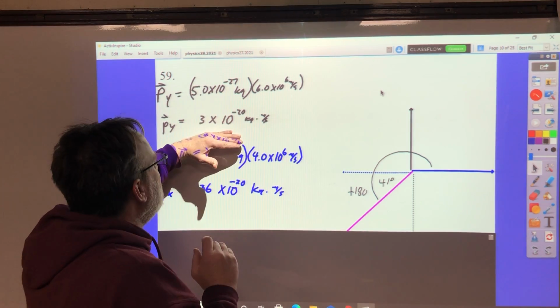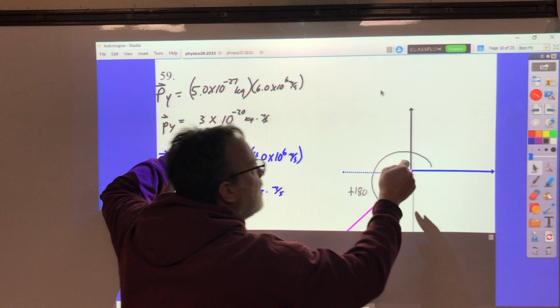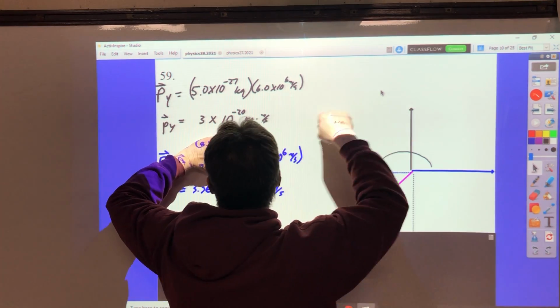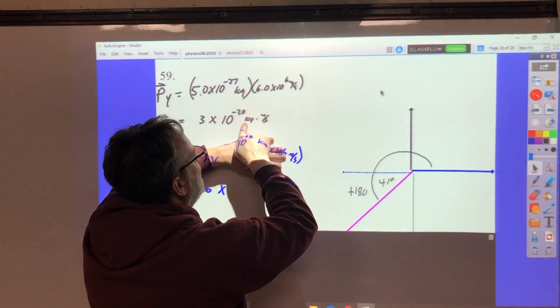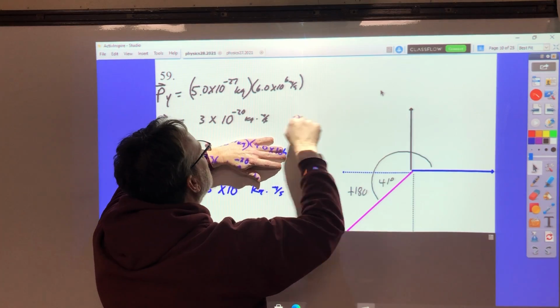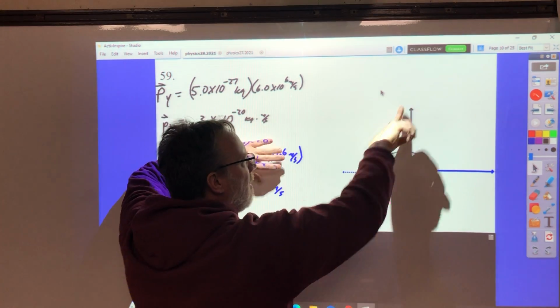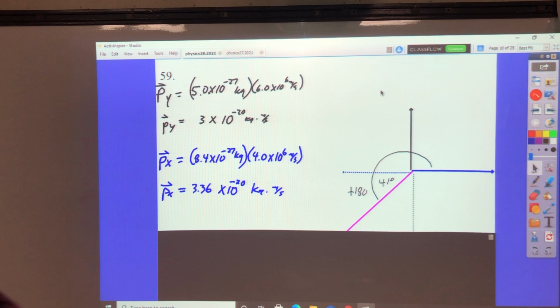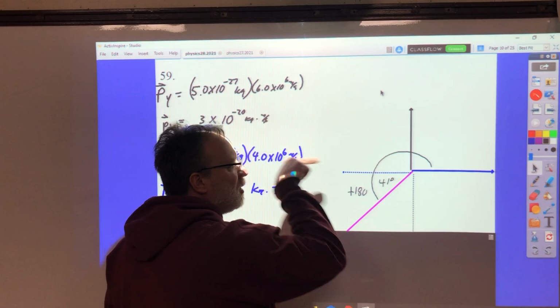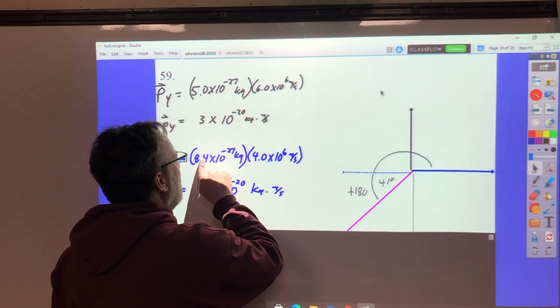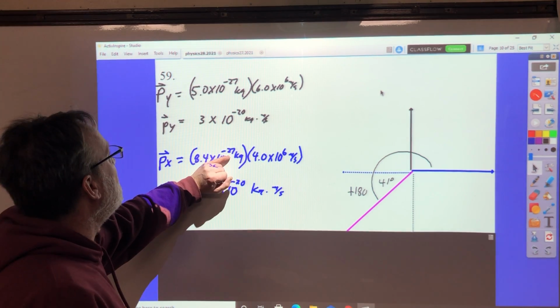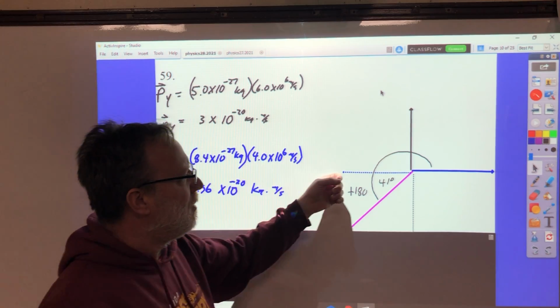All right, so momentum is conserved. So we know this momentum vector is 3 times 10 to the minus 20th kilograms times meters per second, because we have the mass times velocity. Then in the x direction, we have a particle that goes 4 million meters per second, 4 times 10 to the 6 meters per second, times this mass of 8.4 times 10 to the minus 27th kilograms.